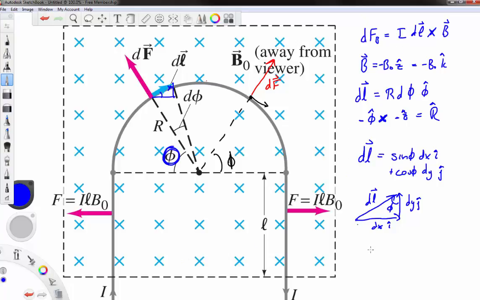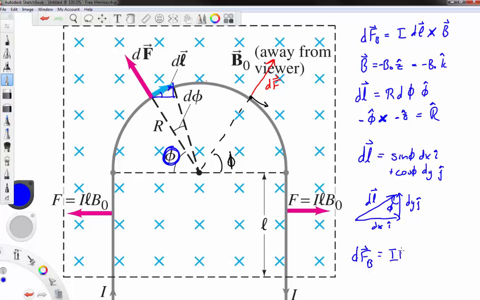Alright, so now let's go back up and look at what this cross product is going to give us. So dF sub B is going to be I times dl cross B, which is really this cross with this.